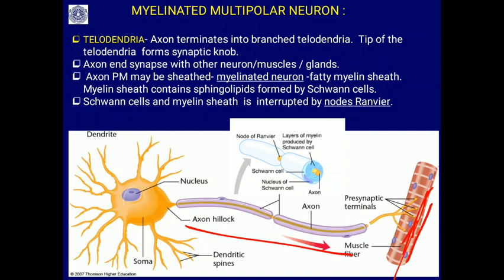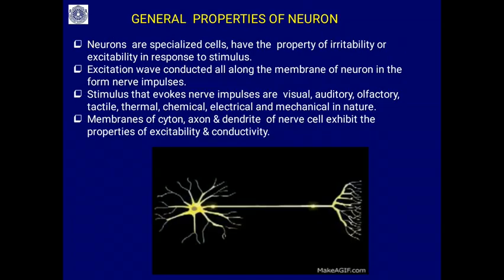You can see this is a myelinated neuron. It is covered by the myelin sheath. This myelin sheath is not continuous. It is interrupted by nodes, which are called nodes of Ranvier.